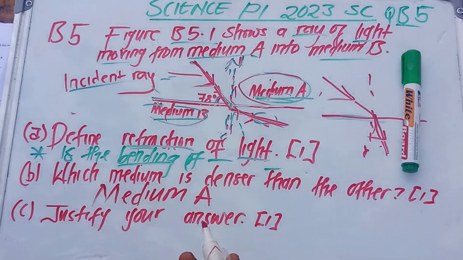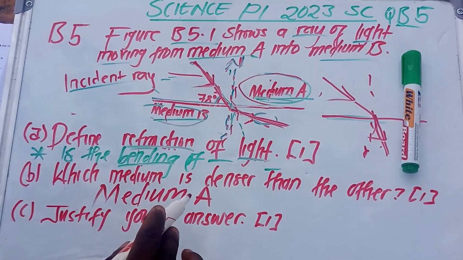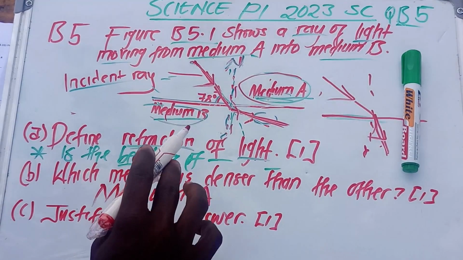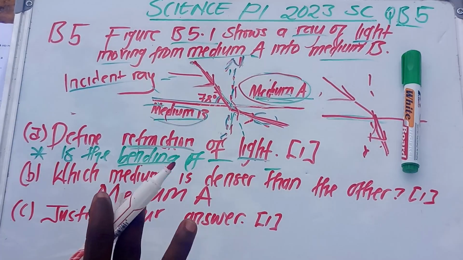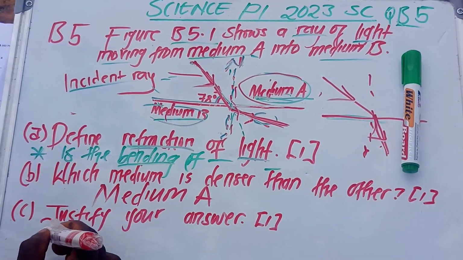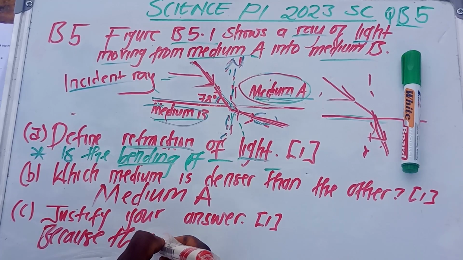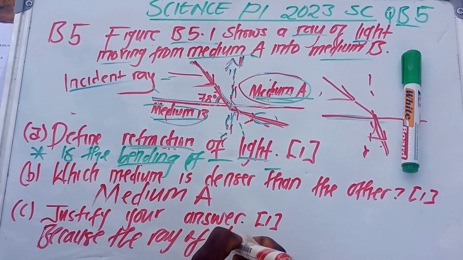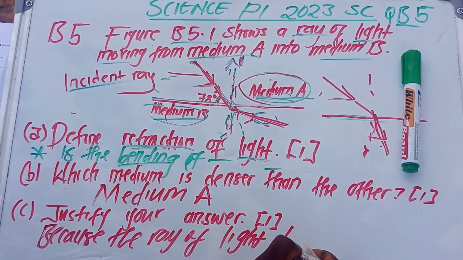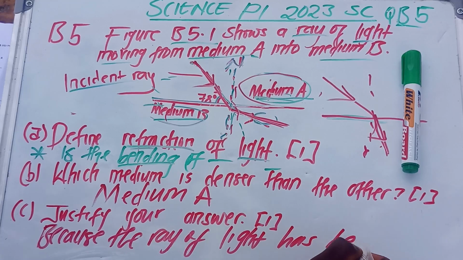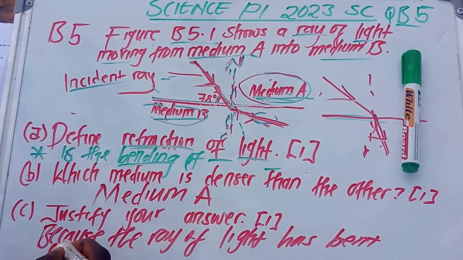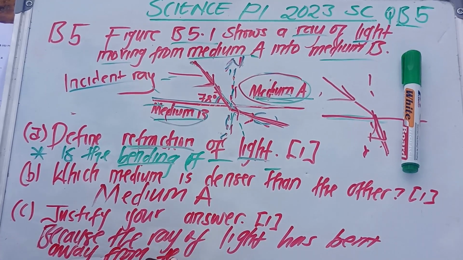This is very simple. I've already justified. So why have we said that medium A is denser than medium B? The reason is simple. It's because the ray of light has bent away from the normal. Okay, so that is the justification, as simple as that.